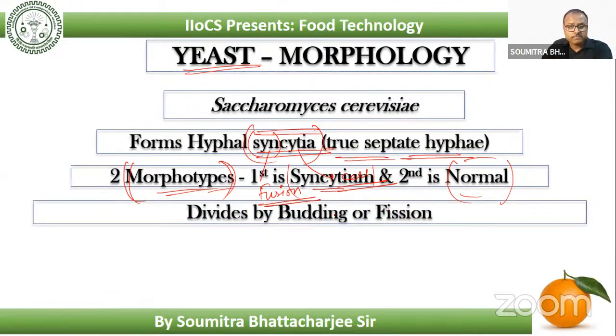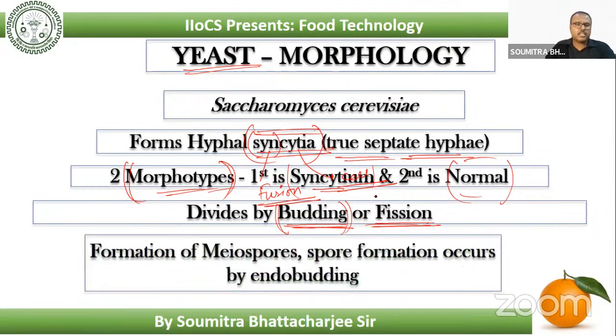Okay, so these divide by budding or fission. Their major asexual mode of division is always budding itself. And if I ask you which group of fungus yeast belongs to, Phycomycetes, Zygomycetes, Ascomycetes, Basidiomycetes, or Deuteromycetes, it always belongs to the Ascomycetes, the sac fungi group.